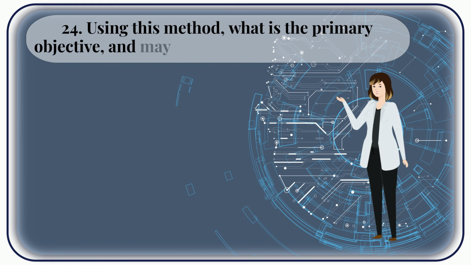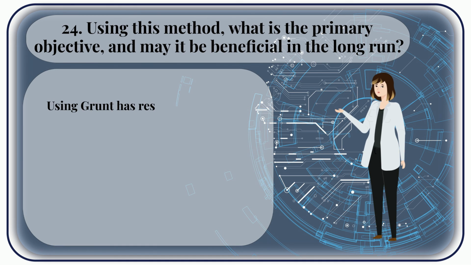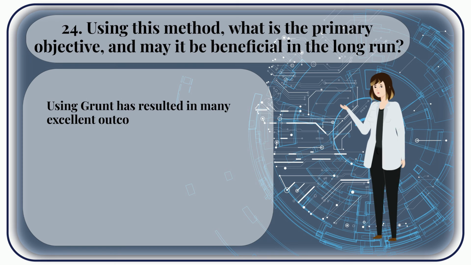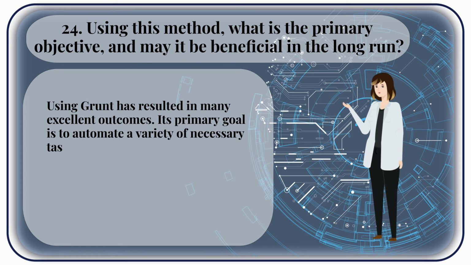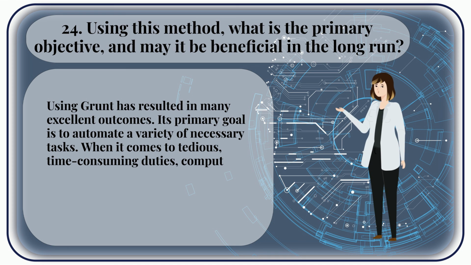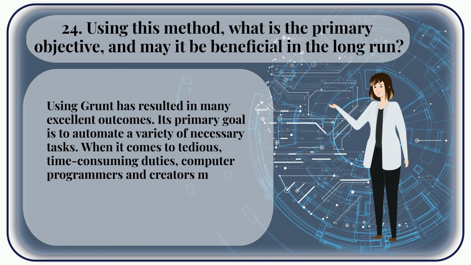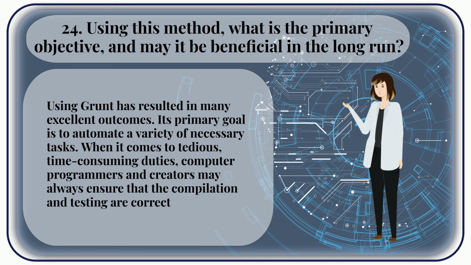24. Using this method, what is the primary objective, and may it be beneficial in the long run? Using Grunt has resulted in many excellent outcomes. Its primary goal is to automate a variety of necessary tasks. When it comes to tedious, time-consuming duties, programmers and creators may always ensure that the compilation and testing are correct.